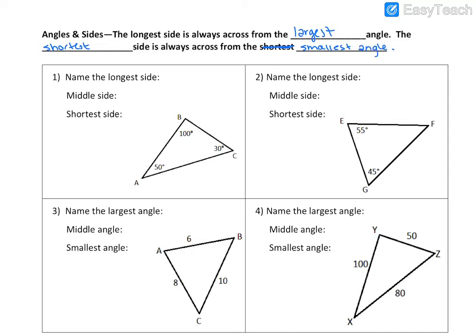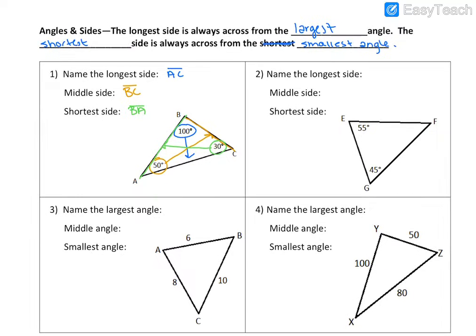So here, your biggest angle is 100, so your longest side is across from that. So your longest side has to be segment AC, or side AC. Now the next largest angle is 50 degrees. So 50 is across from BC. So that's going to be the middle side. And then the shortest side is across from the smallest angle. So that smallest angle was 30 degrees, across from BA. And that's how we're going to do this. So what I want you to do is hit pause here and try number 2 on your own, and then hit play and see if you can get it right.